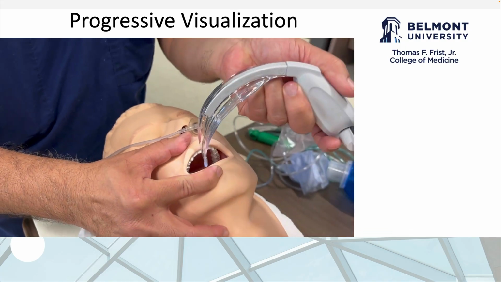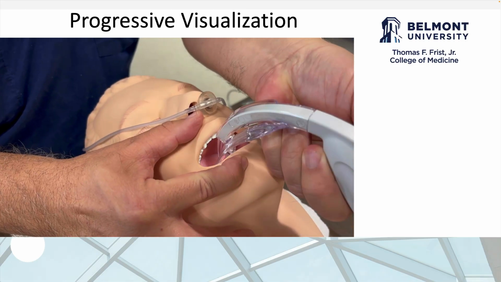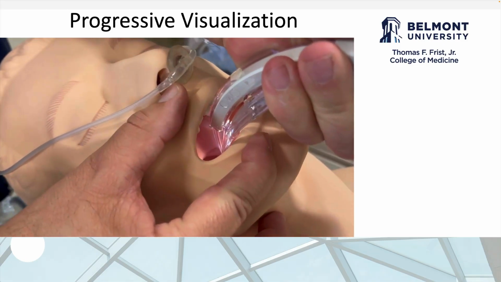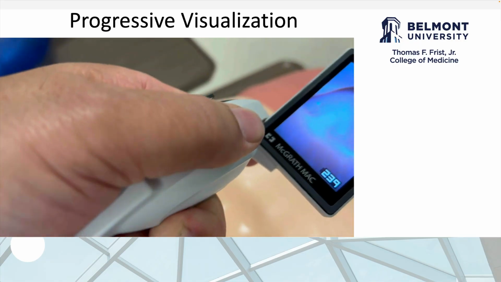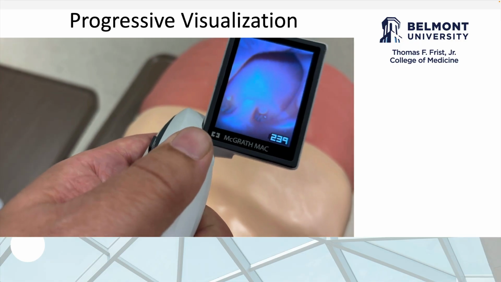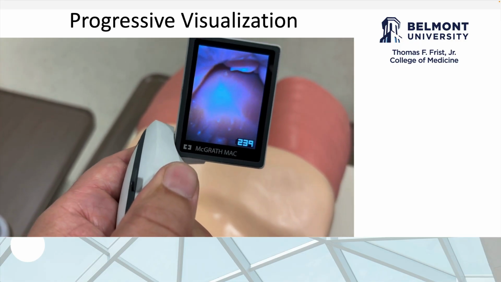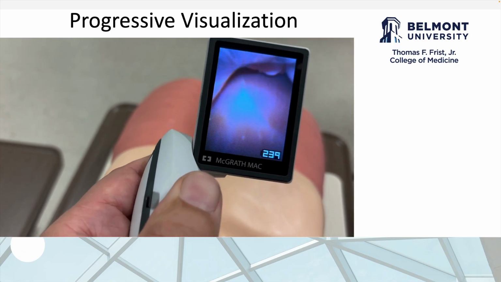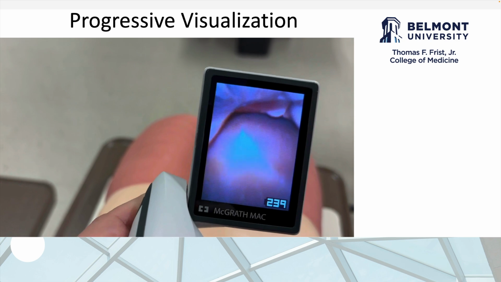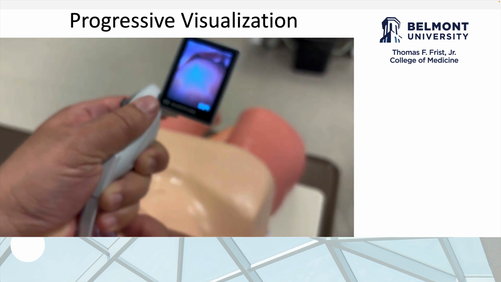I'm going to go ahead and introduce the blade to the right side of the mouth, and then again do the similar progressive visualization. We see the uvula, posterior pharynx, slow scooping motions. We're going to see the epiglottis there. And now we'll hopefully get our tip into the vallecula. Again, small scooping motions. I think we're now close to the vallecula.